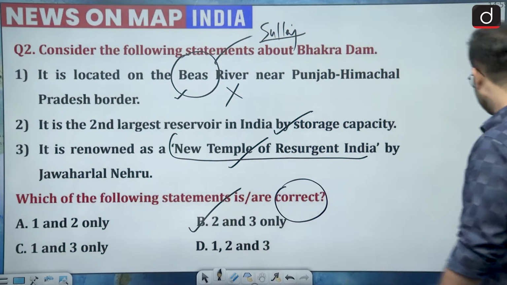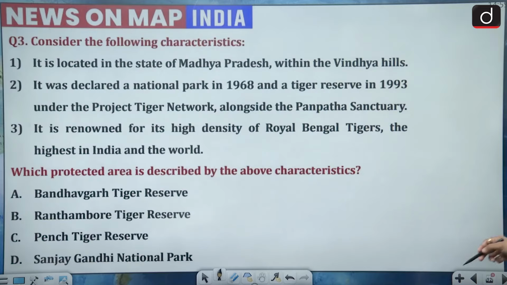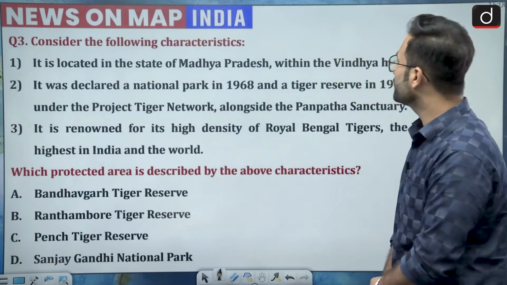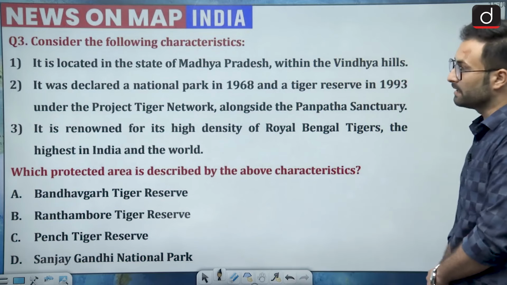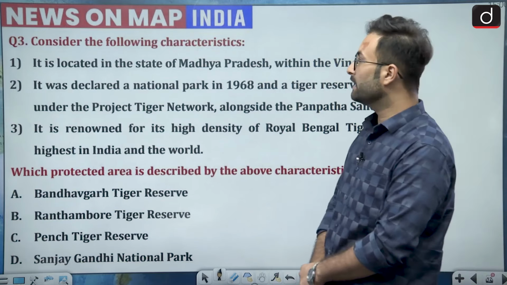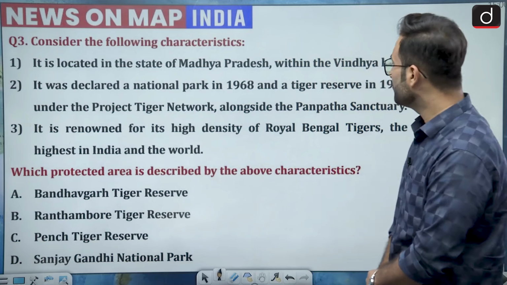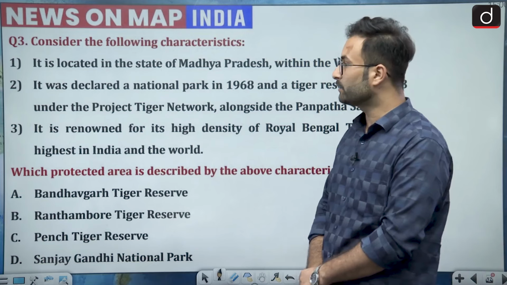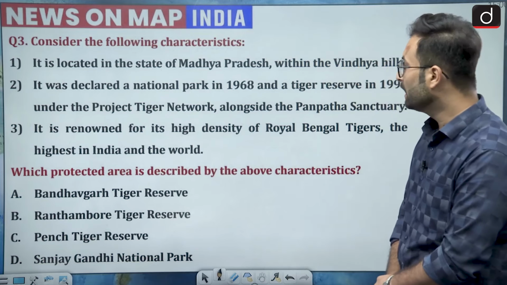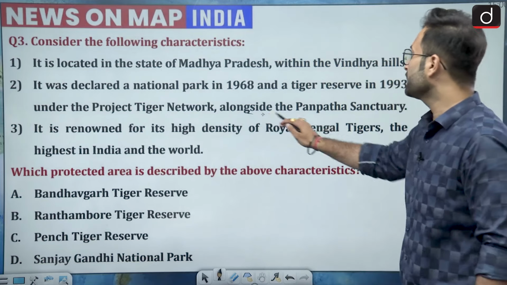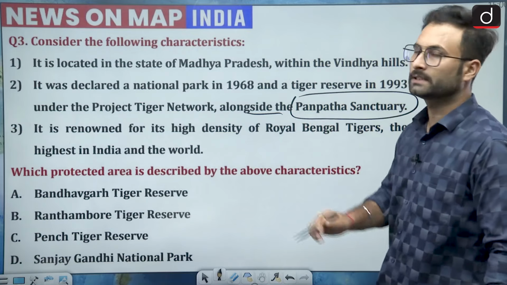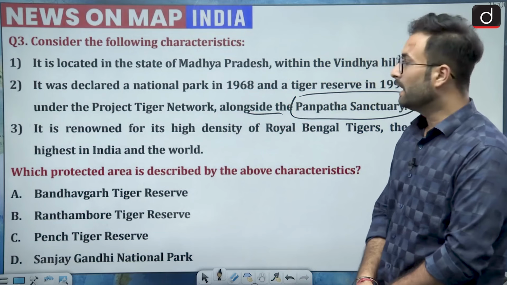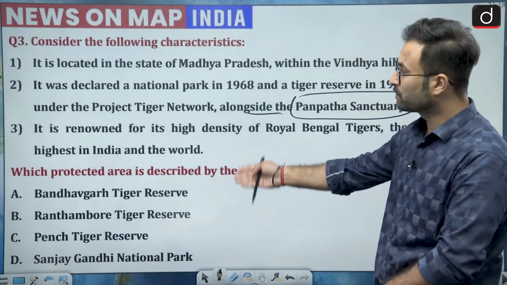Okay, moving forward, question number 3. Consider the following characteristics. It is located in the state of Madhya Pradesh within the Vindhya Hills. Second is, it was declared a national park in 1968, and a tiger reserve in 1993 under the Project Tiger network, alongside the Panpatha Sanctuary. So there are certain statements given, and these statements are true with respect to which of the following.